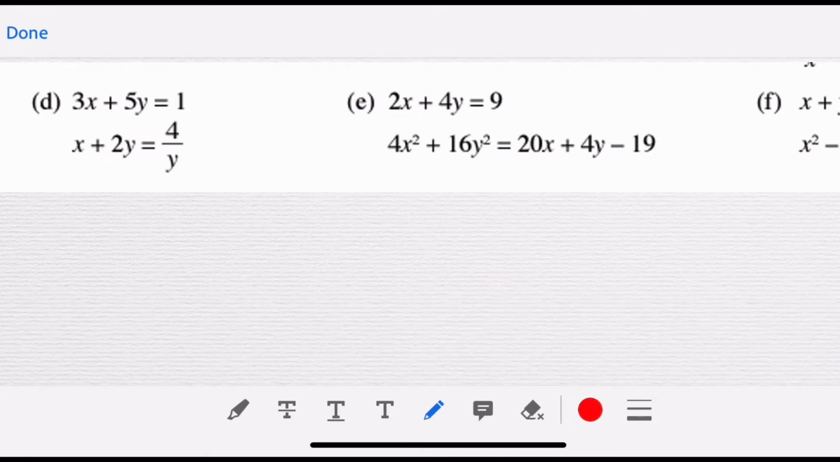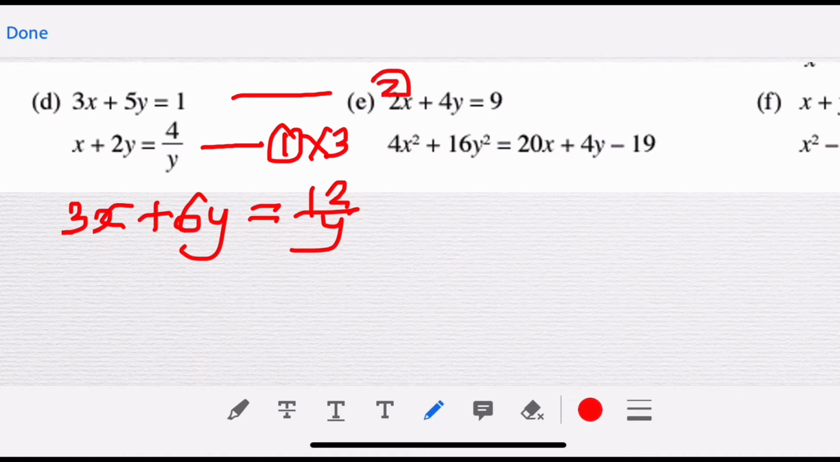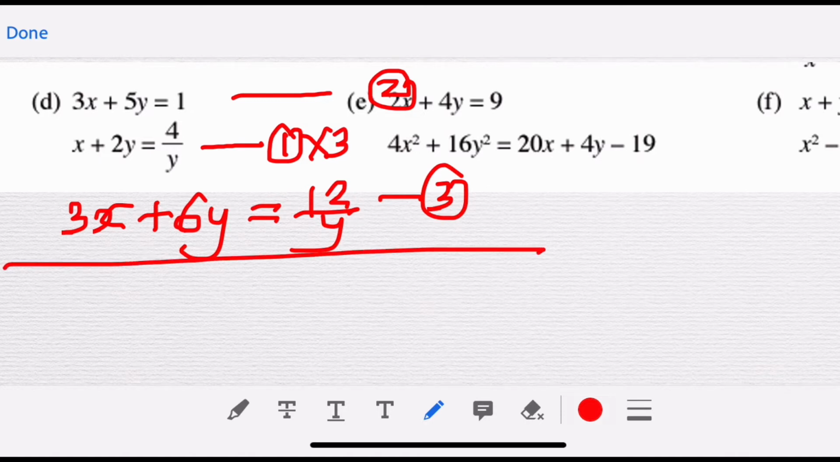So I'm going to take this one, which I call equation 1. Okay, I will times it with 3. So it becomes 3x plus 6y is equal to 12 over y, right? Okay, so now I will label this as number 2 and this as number 3. So I will take equation number 2 minus equation number 3.